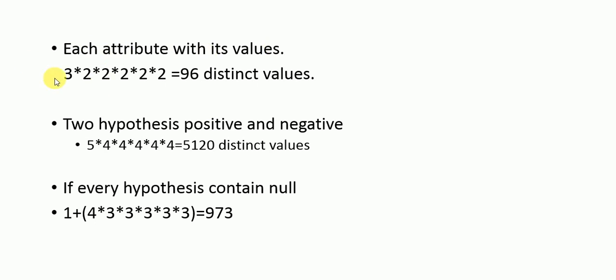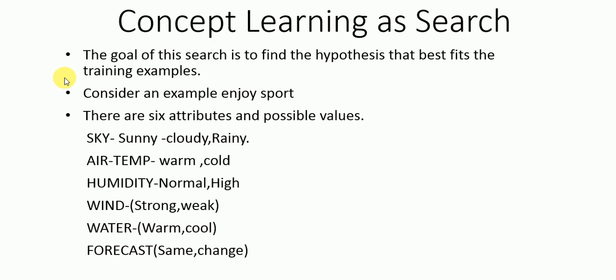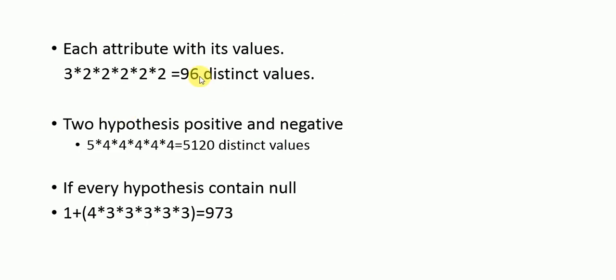If we take the 3 values for the first one, sky: sunny, cloudy and rainy, and there are 2 values for the rest of them. So that is 96 distinct possible values. 2 hypotheses, positive and negative. When we consider, it is 3 plus 2, that is 5, into 4, 2 plus 2, 4. And totally, we have 5120 distinct values.